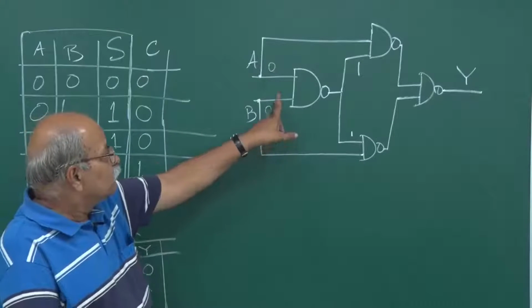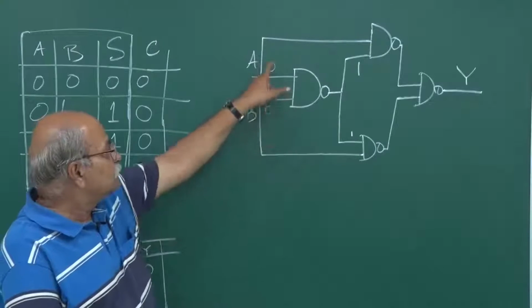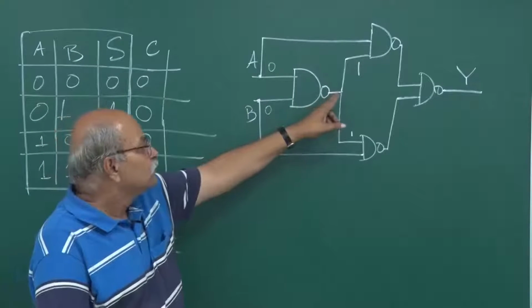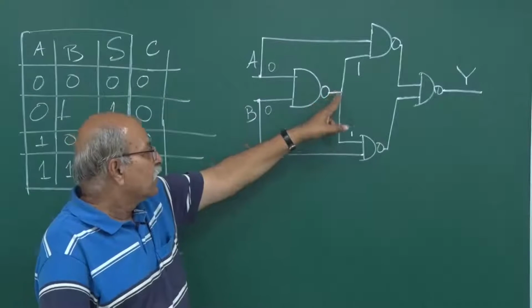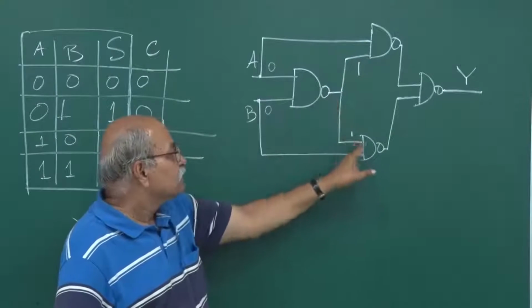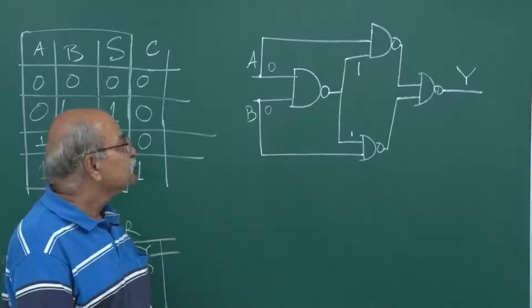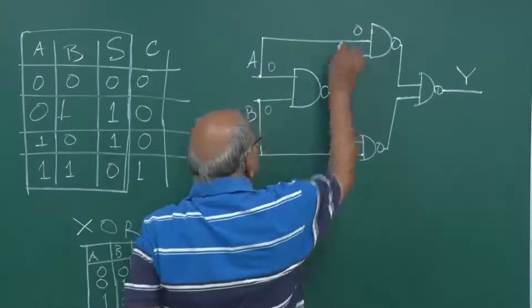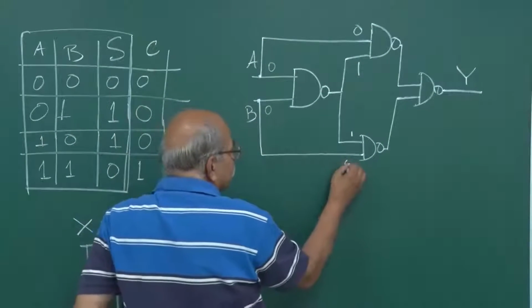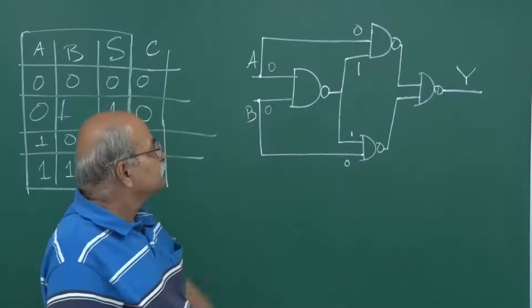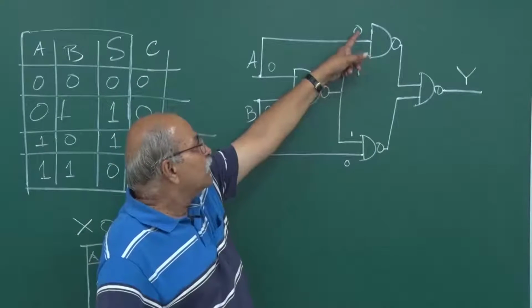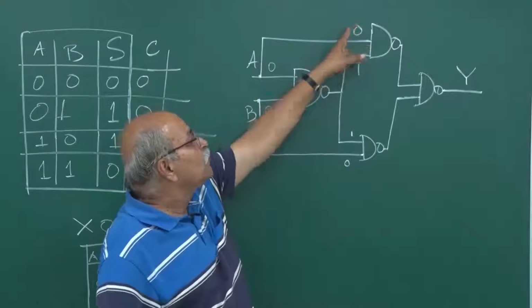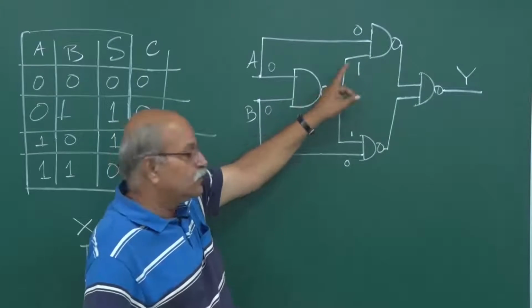Right? NAND of 0 and 0 will be 1. So this will be the output 1, and that 1 is going here, that 1 is going here. This is 0, so the other input here is 0, and this is 0, so this other input here is 0. Now AND of 0 and 1 is 0.